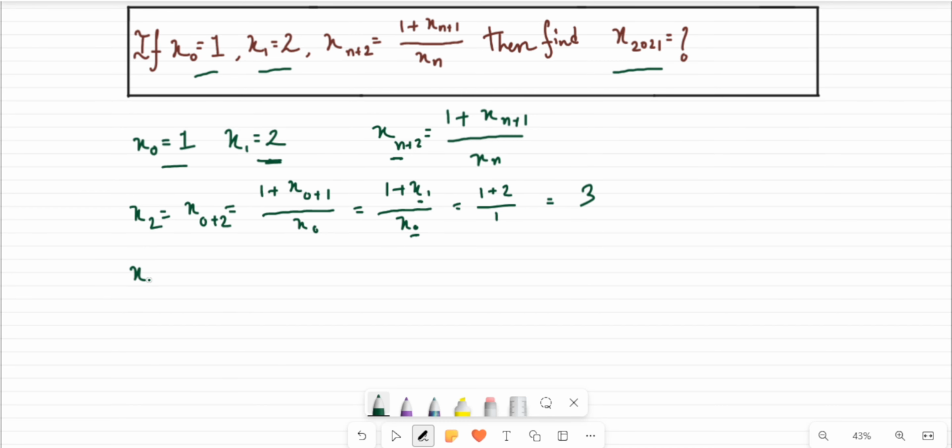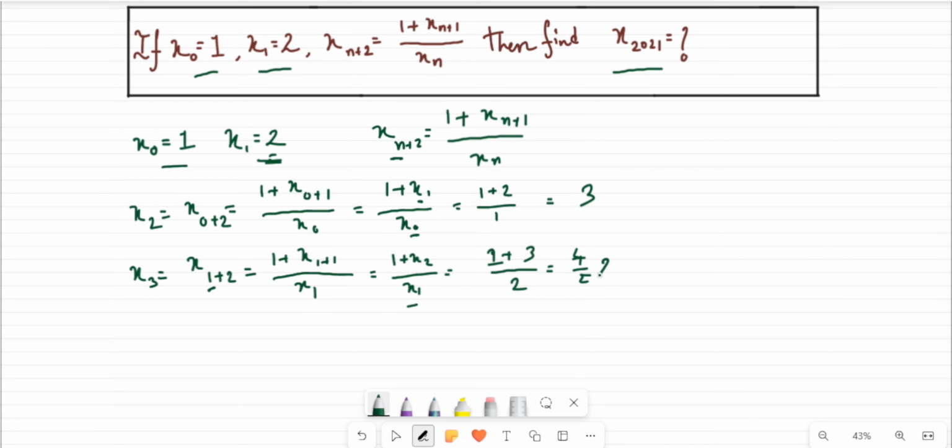In a similar way, if we want to find the value of x3, here the value of n is 1. So we can write (1 + x2) by x1, because the value of n is 1. The value of x2 we have just found, 3. So 1 plus 3, by the value of x1, which is 2. So 4 by 2, which means 2. So we have found the values of x0, x1, x2, x3.